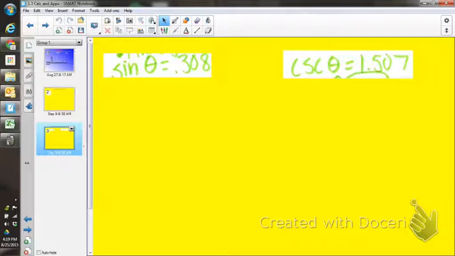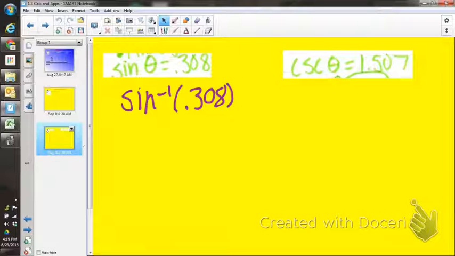So this first one, it tells me that the sine of theta is equal to 0.308. We solved questions like this yesterday, so we know that in order to actually evaluate this, this is a case where we would type this in as sine inverse 0.308. Inverse is the operation that we use in order to find an angle as an answer. So if we're looking for an angle, then we're going to use inverse.